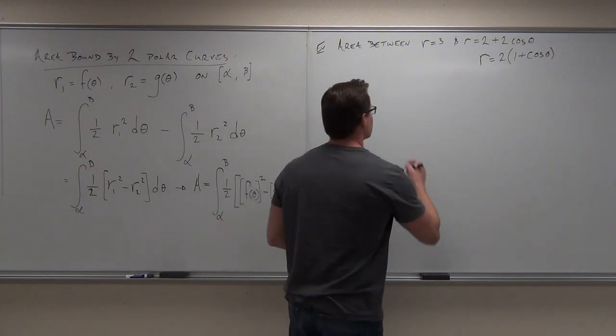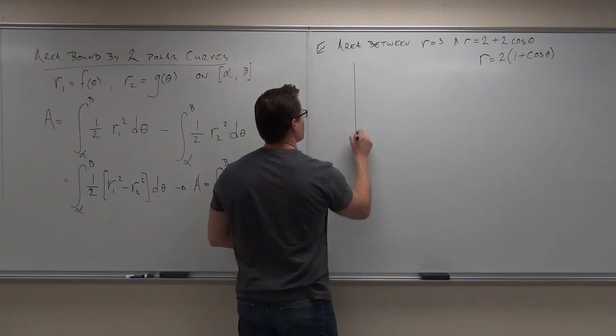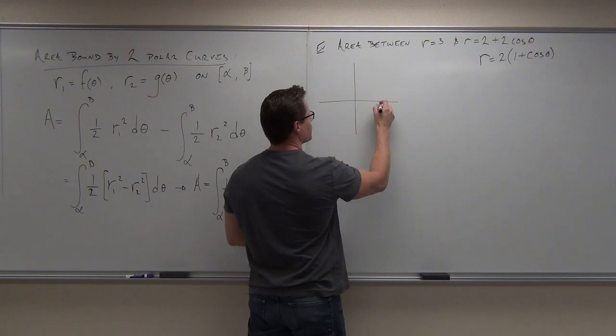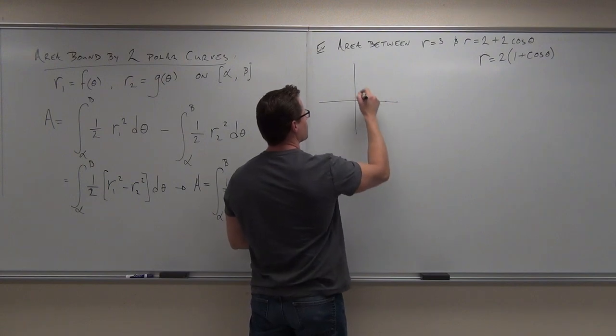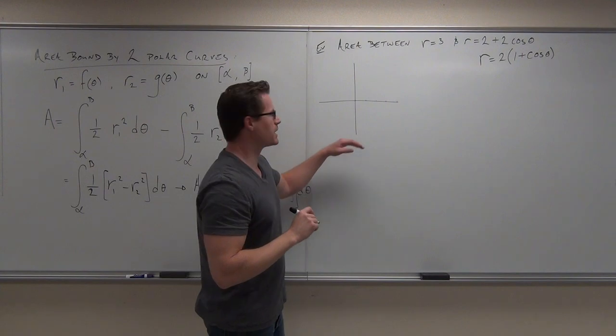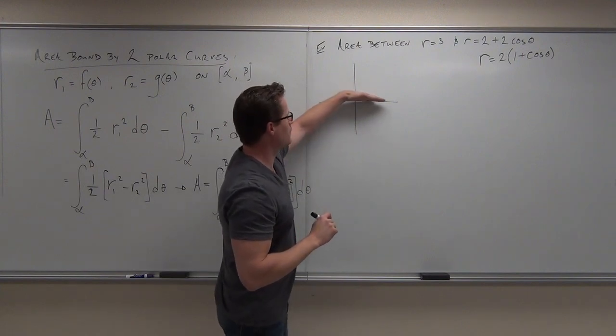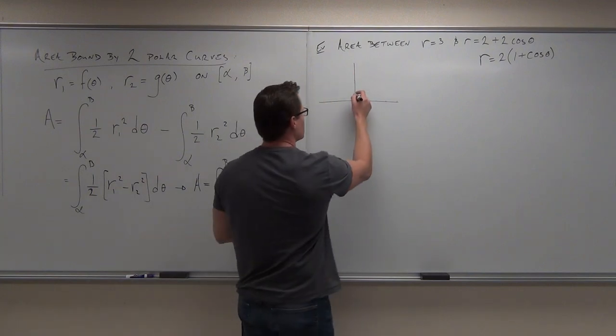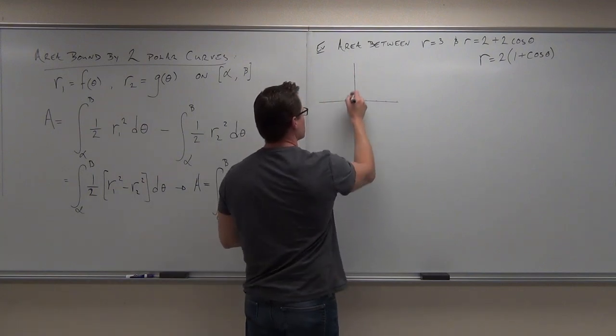So what this says is that our curve looks something like this. We have 1, 2, 3, and 4. Our circle would have a radius of 3. So notice this. This is what it's saying. If you allow the angle to change and the R doesn't change, R is always 3. It's going to be a circle. 1, 2, 3.